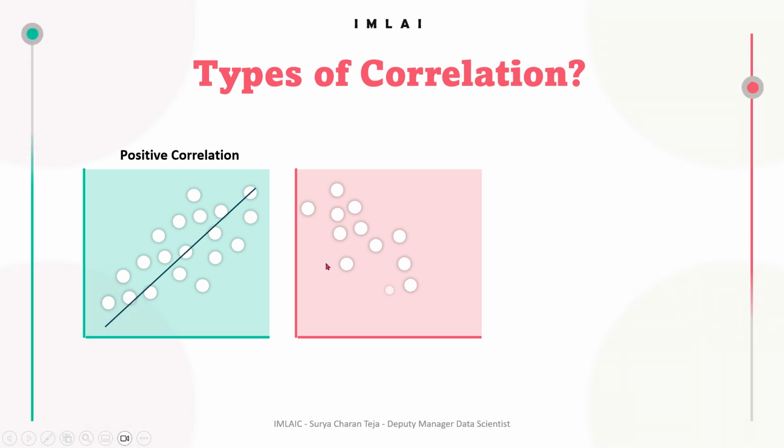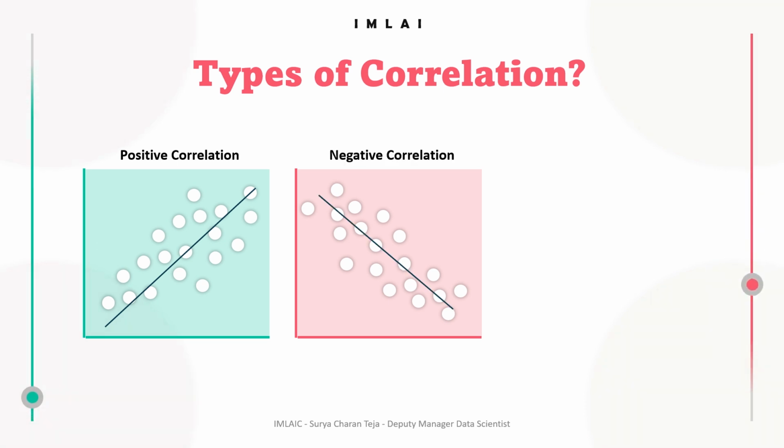So y is inversely proportional to x. You see that? X is increasing and y is decreasing. This kind of inversely proportional relation between two variables is called a negative correlation.